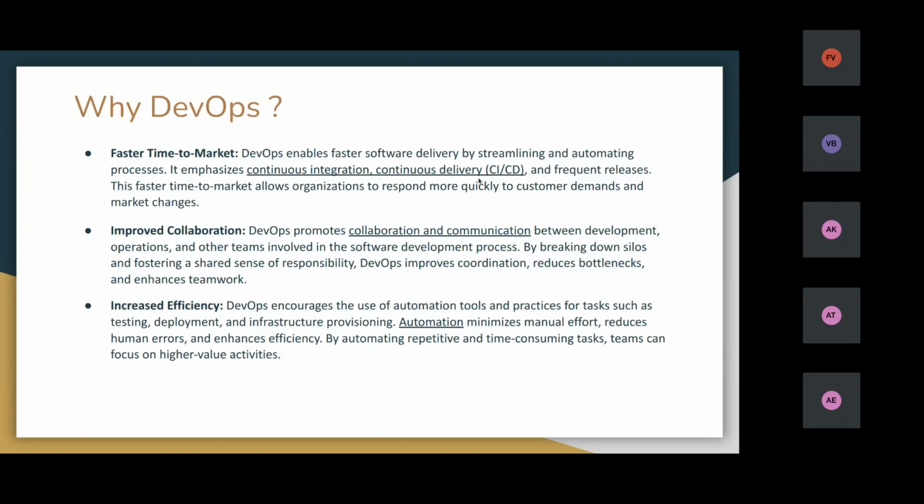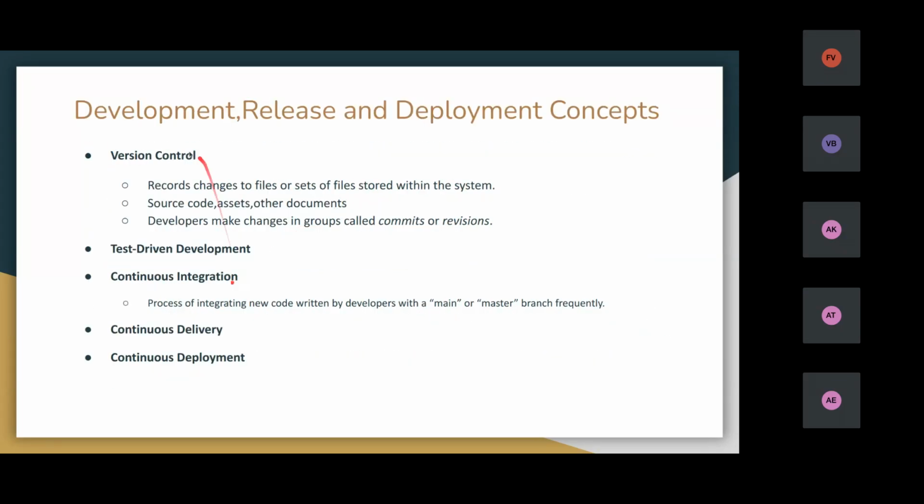For example, if a code is pushed to a repository, a version control system will be used for development purposes. Version control is nothing but, if we have some code, many people will be contributing to the same code.